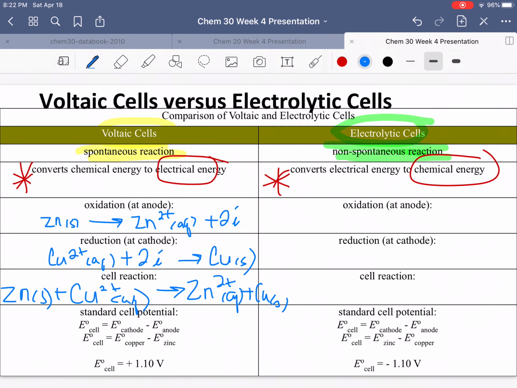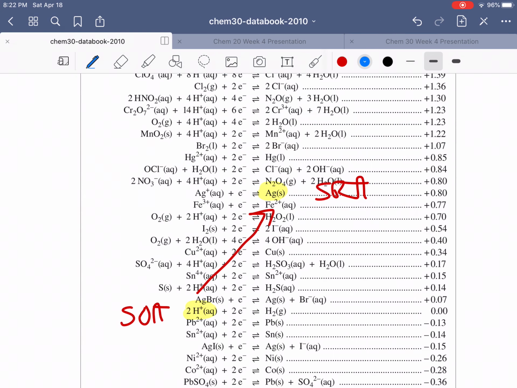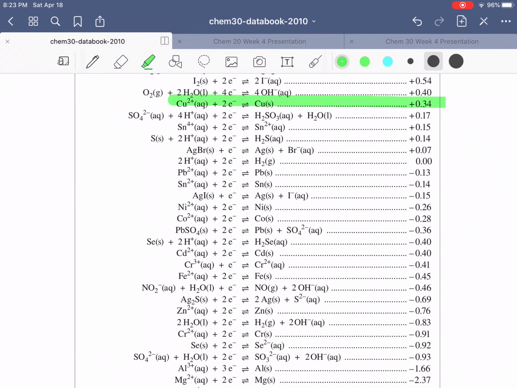If you continue to compare and we move into the standard cell potential, I filled in most of this already, but let's just go back. Think about that Chem 30 data booklet. If we look at this again and do a comparison of our actual half reactions, then you'll see that our copper has a reduction potential of positive 0.34, right? Vice versa, our zinc has a reduction potential of negative 0.76.